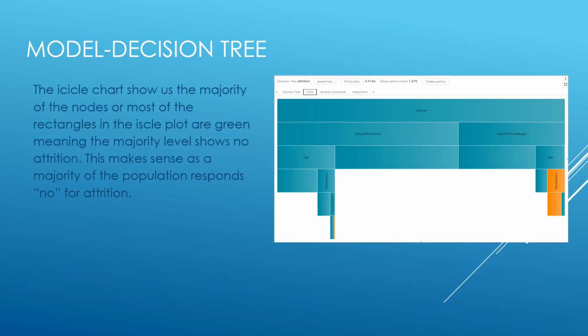So the I-square chart shows us the majority of the nodes, or most of the rectangles in the I-square plot, are green, meaning the majority level shows no attrition. This makes sense because the majority of the population responds no for attrition. The population for attrition, like we spoke earlier, is pretty small. But we do not see this decision tree model showing a strong connection between distance from home and, compared to the other variables, employee attrition.